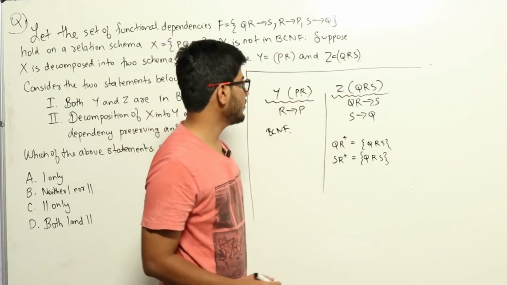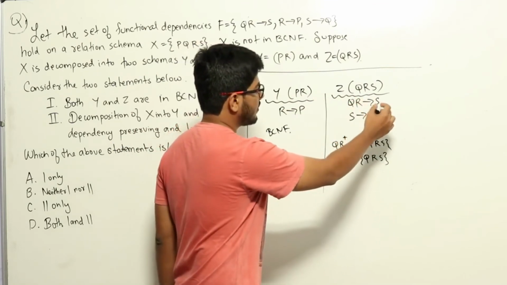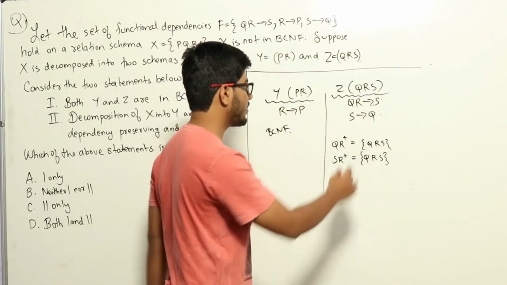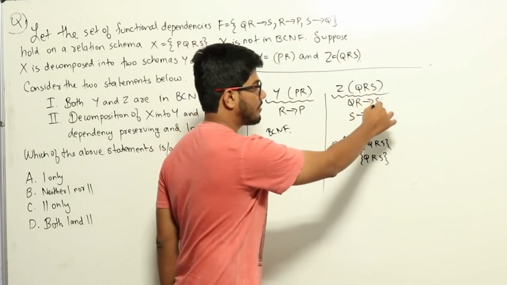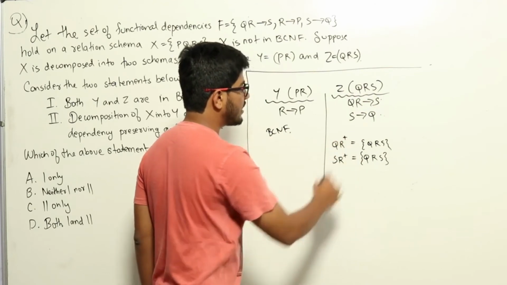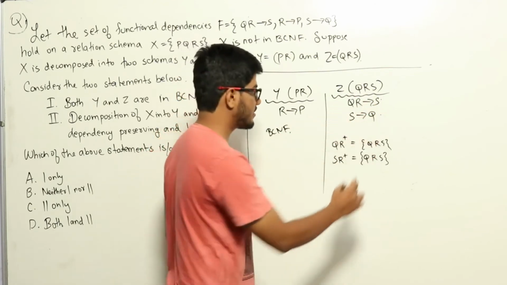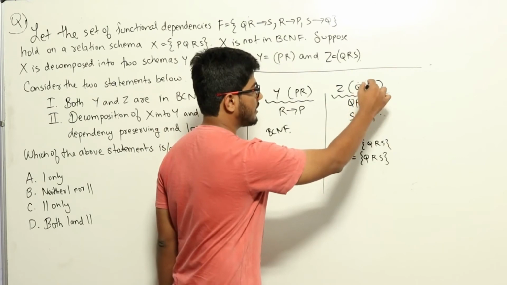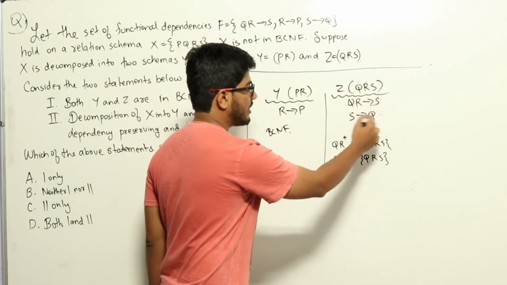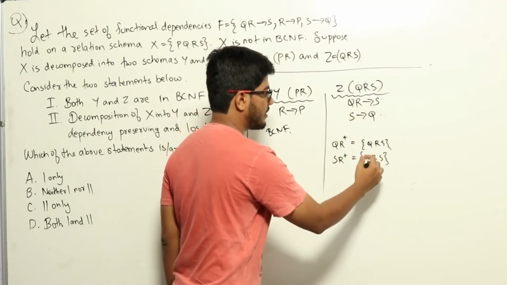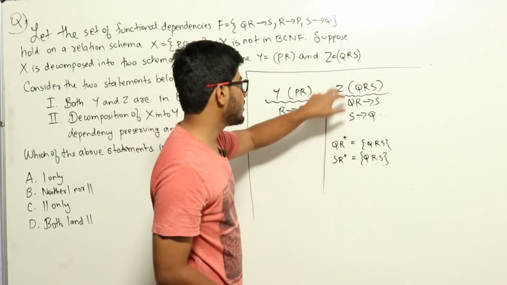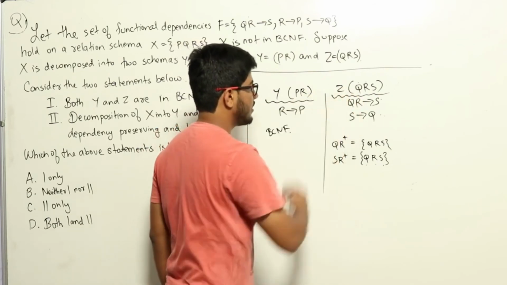Looking at Z, you can see R is not there on the right side, so the super key definitely has to contain R because there is no other production that will produce R. So R has to be there. If we take Q and R, you can see QR gives S, so that is complete. QRS can give all the three Q, R and S here. Similarly, if we take SR only, S will give Q, so that will also give everything Q, R and S. So QR and SR are the super keys in this schema Z.